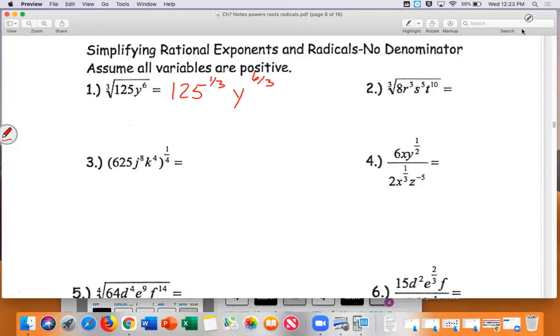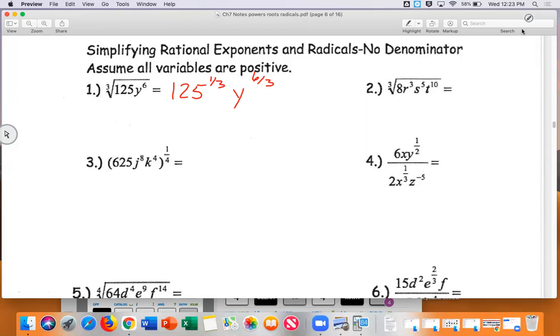So the power of 125 is 1. Remember, when there's not an exponent there, it's understood to be 1. Does that make sense? So this is x to the what power? So they're the same thing. The 125 doesn't. The y does. Okay?